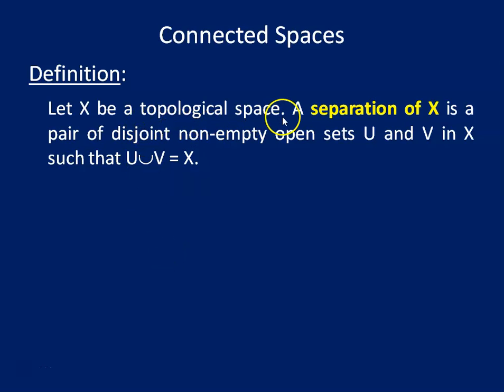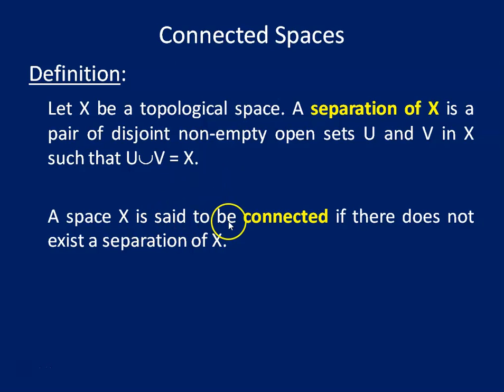Let X be a topological space. A separation of X is a pair of disjoint non-empty open sets U and V in X such that the union of U and V is equal to X. That means if we have a topological space X, then we say that X has a separation if there exist two non-empty disjoint open sets U and V whose union is equal to X.